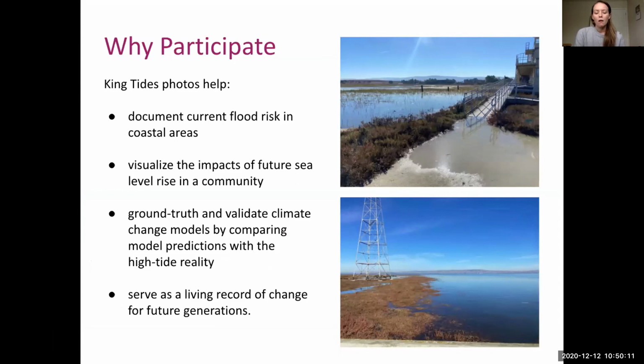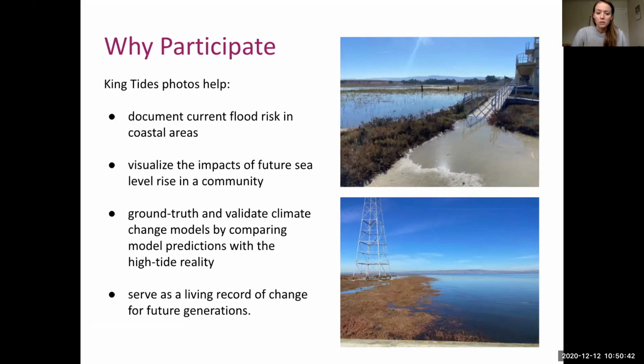And I like this one. It does ground truth and validate climate change models by being able to make those comparisons and predictions. It also serves as a living record of change for future generations. The photos that are taken may be used in presentations or exhibitions, on websites, on sea level rise and climate change and coastal initiatives.